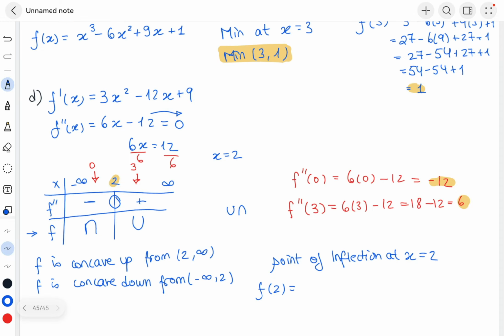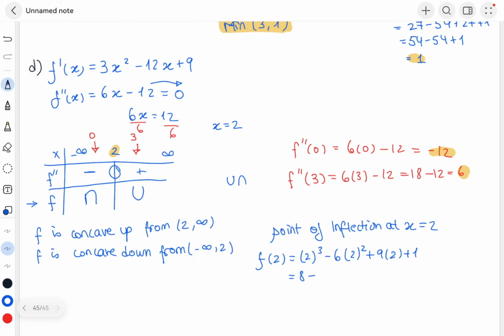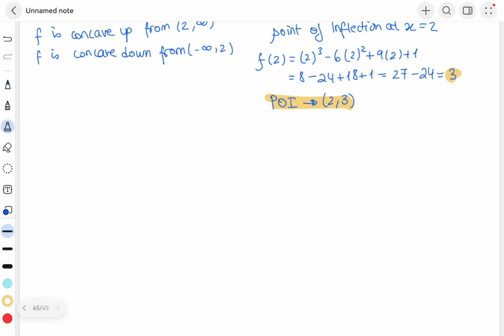So it will be 2 cubed minus 6 into 2 squared plus 9 into 2 plus 1, which will give us 8 minus 24 plus 18 plus 1, where we'll have 27 minus 24, which is equal to 3. So our point of inflection is at (2, 3). Now it's time to sketch our graph.